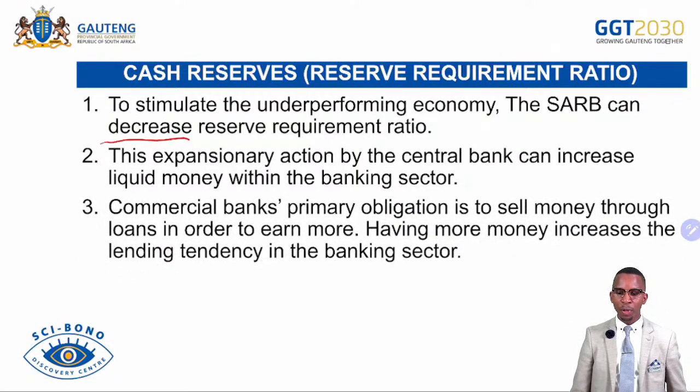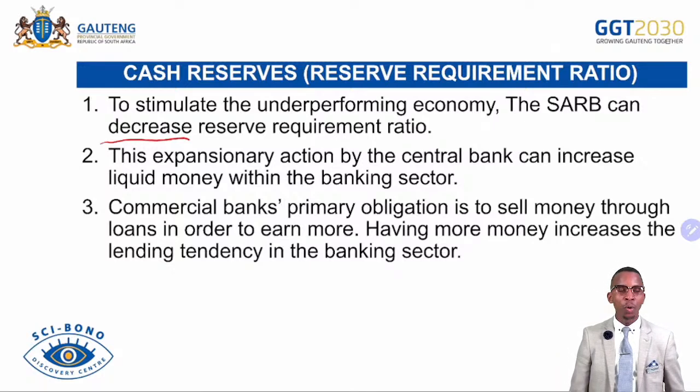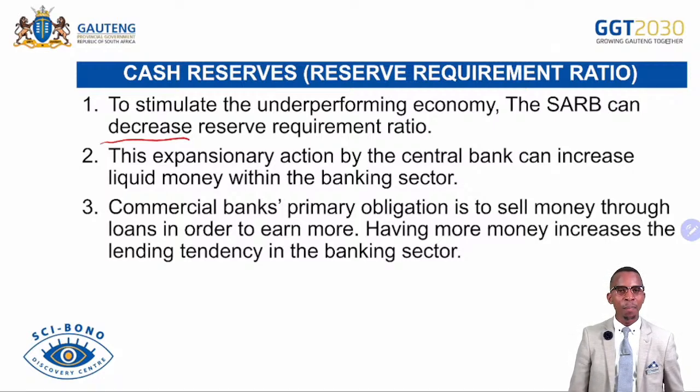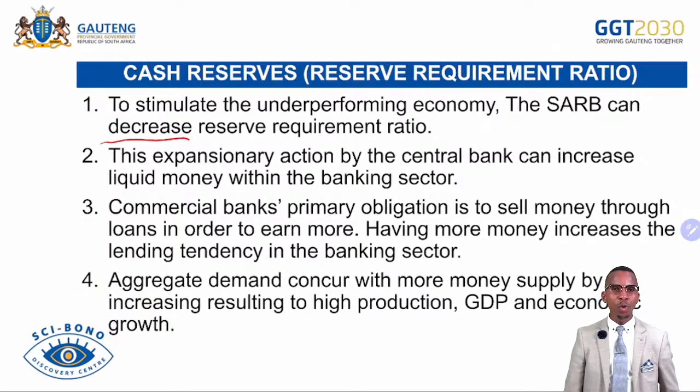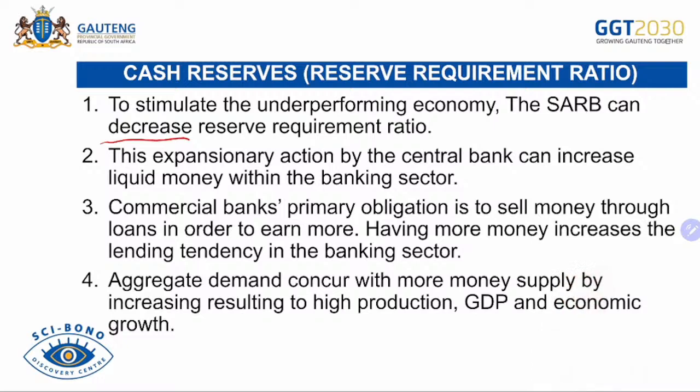Commercial banks' primary obligation, remember, is to sell money into the economy through loans in order to earn more in the form of interest. Having more money increases the lending tendency in the banking sector. If they have more money available, they will give it out as loans, and then clients will be borrowing money from commercial banks, and that will lead to more money supply, and the economy will be influenced positively, because if we are holding money, we do spend. So aggregate demand increases along with the money supply, resulting in high production, high GDP, and high economic growth.